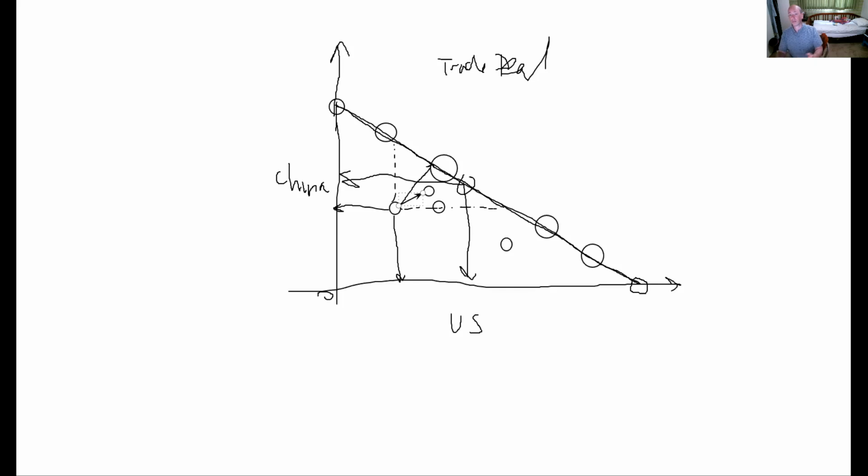Again, if you don't understand this, feel free to reach out to me and we can talk about it. But if you don't understand it and you're not interested, there's no tests on this at all, so just feel free to skip it. All right.